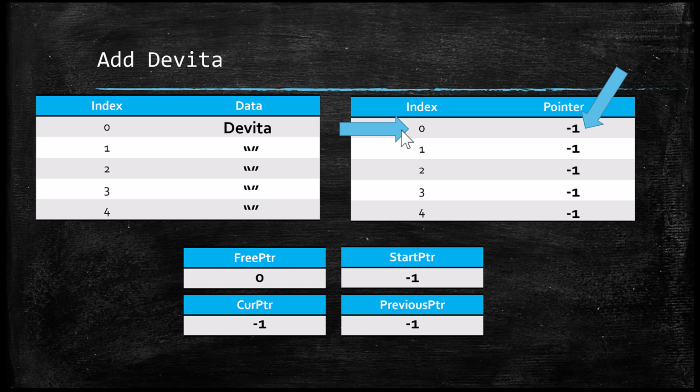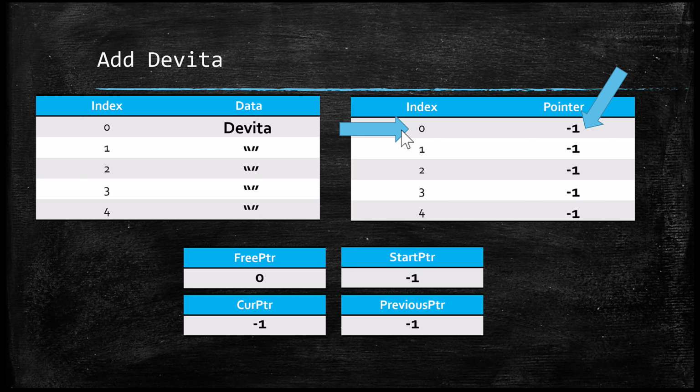So -1 signifies that we are at the end of the list. Because Davida is the only name inside our linked list, there's nothing that comes after it. So she's pointing to -1, saying, hey, we are done with the linked list. There are no other names inside of our program. If we set our pointer to 0, she's going to point back to herself. Then when we go to traverse the list, it's always going to be index 0.